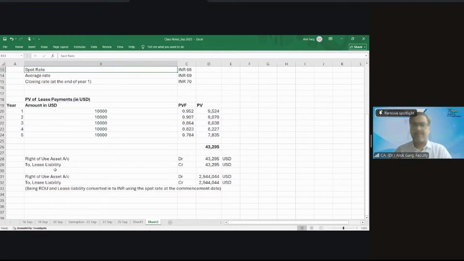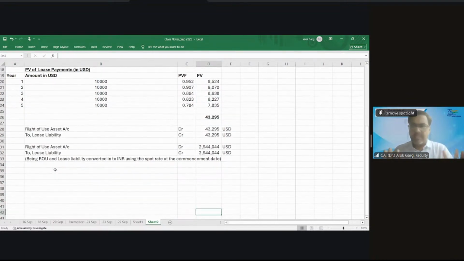Sir, instead of year 1, 2, 3, 4, 5, we can put the PVAF, the annuity factor, in one line, 10,000 into 4.329. You can do that also. The calculation will remain the same. Okay. So, any question up to this level? Any doubt? No.